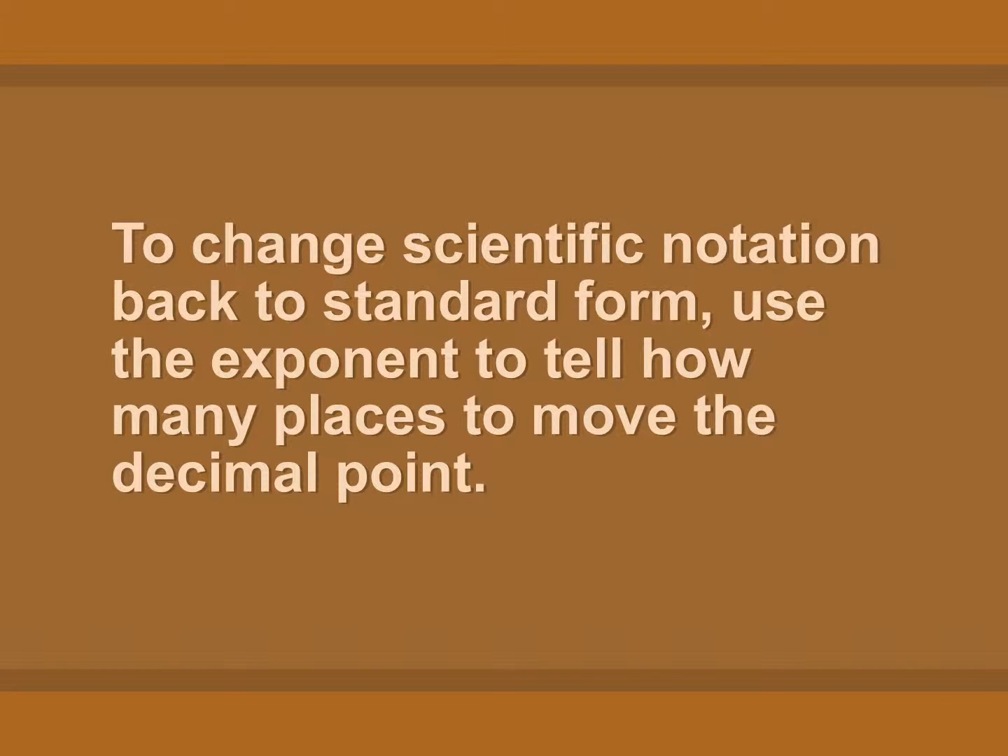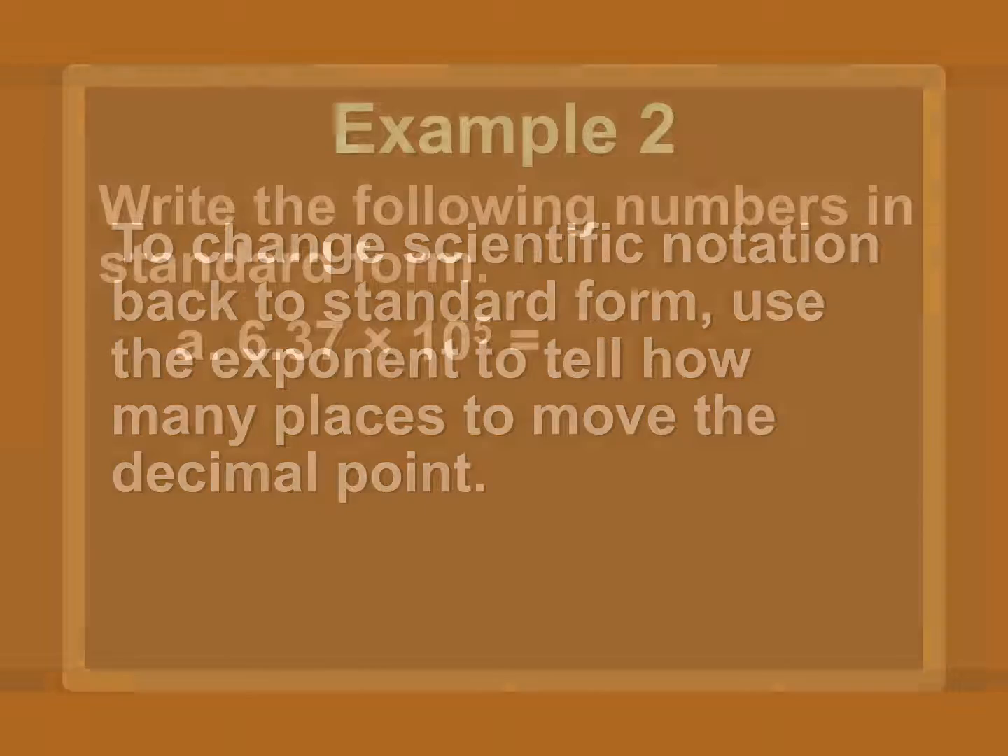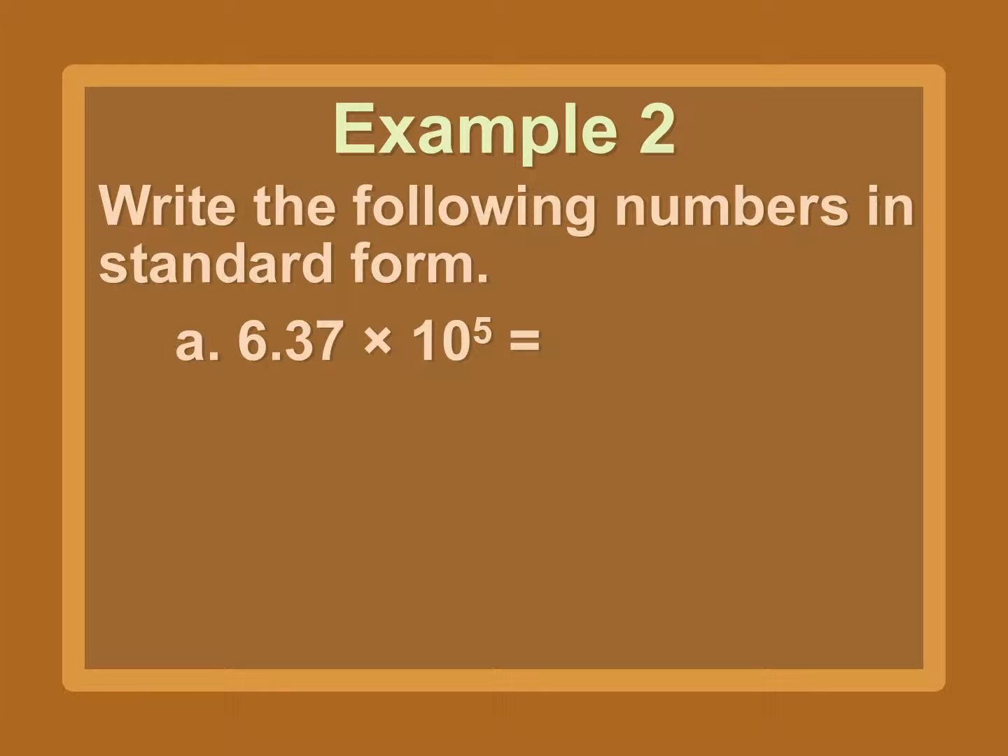So if we want to change scientific notation back to standard form, the exponent is going to tell us how many places to move the decimal. So for this one, we want to move our decimal point 5 times. And since it's a positive 5, we want our number to get bigger. So we're going to move it 5 times to the right. We place zeros anytime that we have to annex a 0. So here's 1, 1, 2. We have 3, 4, 5. So we have 3 trailing zeros.